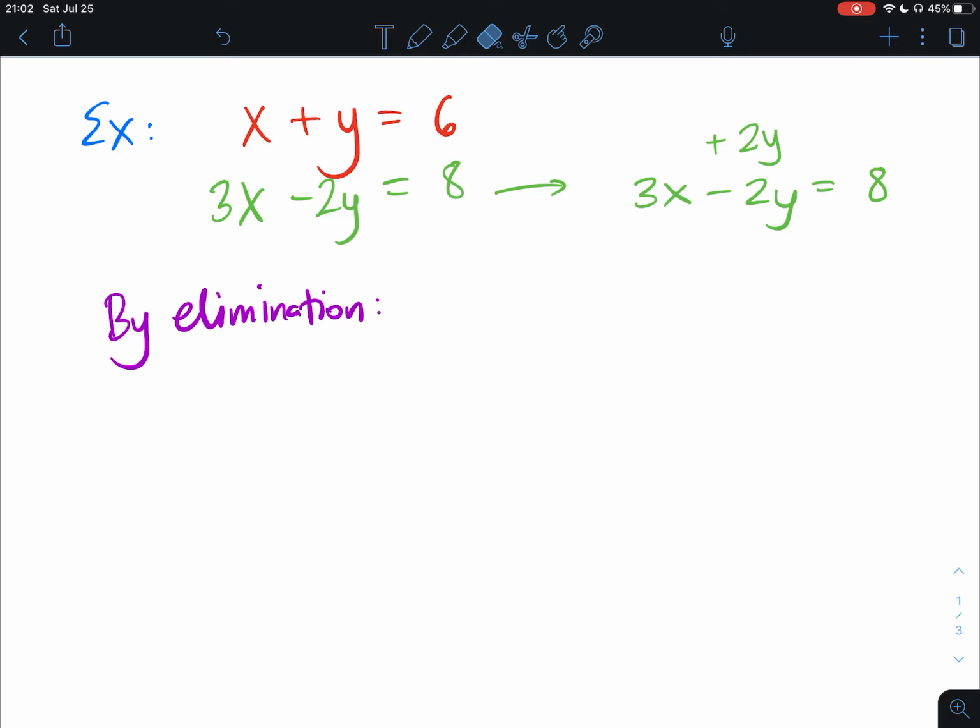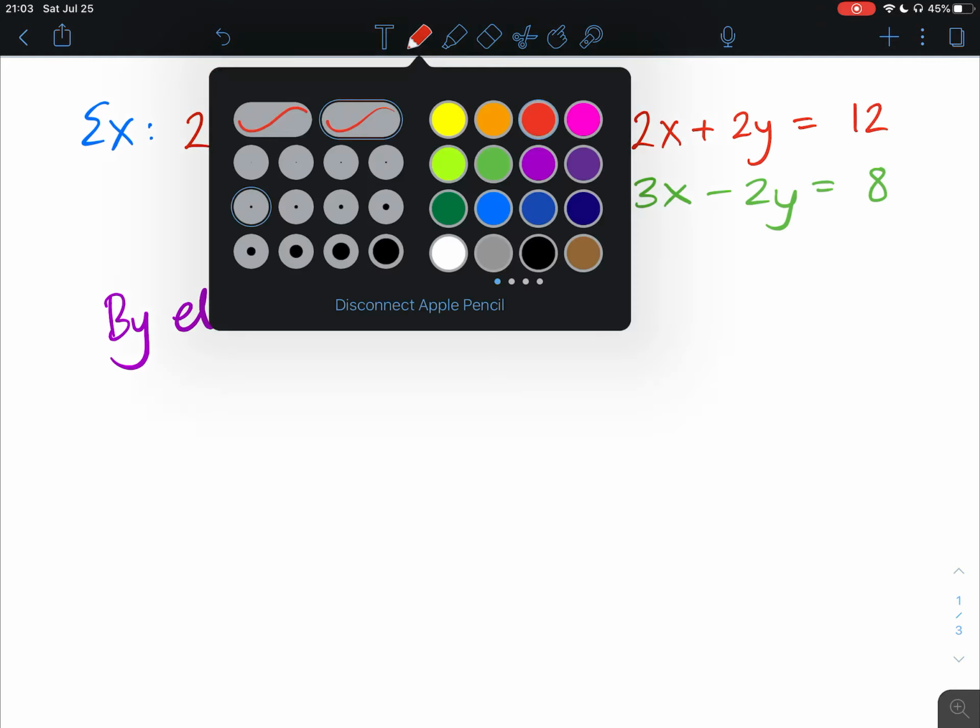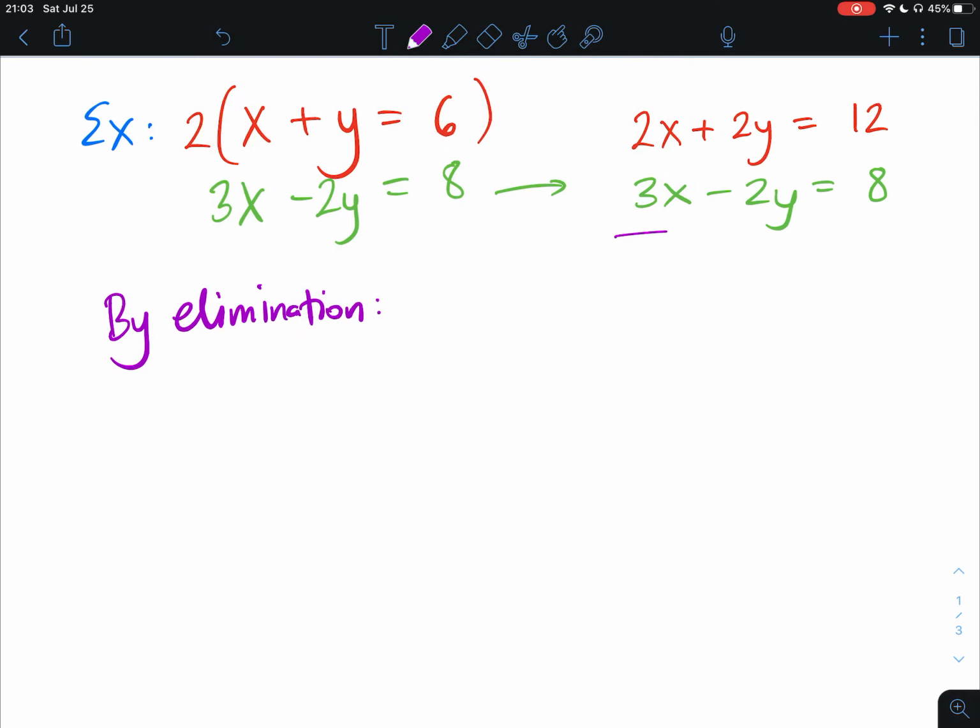I'll go ahead and show multiplying the red equation by 2. 2 sounds a little easier than negative 3. So when I multiply that whole first equation by 2, we get 2x plus 2y equals 12. So just make sure you're multiplying the whole equation, not just the left side. And then at that point, like the name of this method implies, we are going to add and eliminate. So some people call it the addition method or the subtraction method.